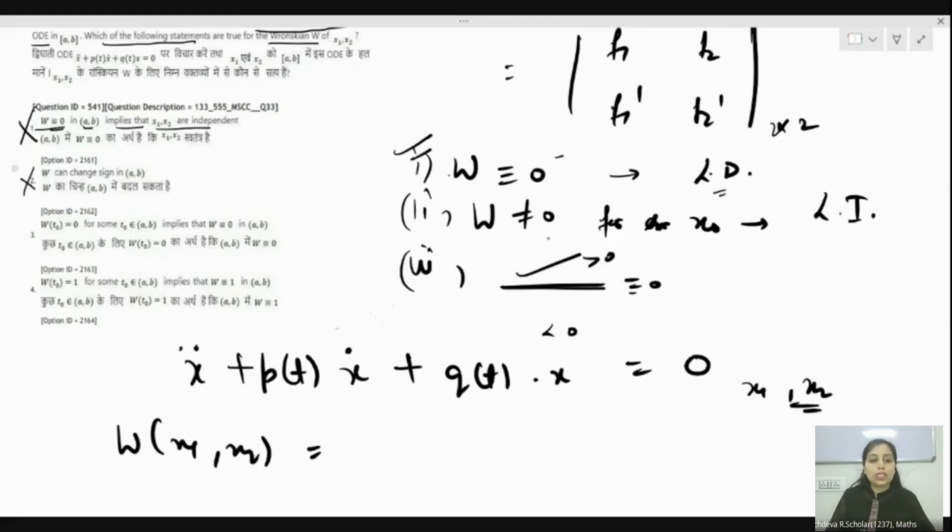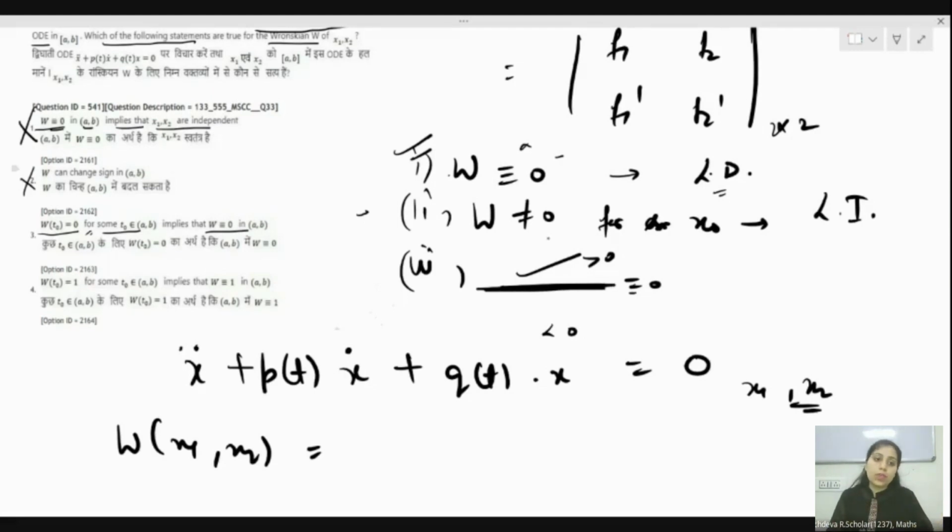The third option says if the Wronskian is 0 for some t belonging to (a,b), it implies that the Wronskian is identically 0. Yes, we have seen that if somewhere it is not 0, then the solutions become linearly independent, and for linearly independent solutions it cannot be identically 0. So if it is once 0, then it will remain 0 only. It will keep the same track.